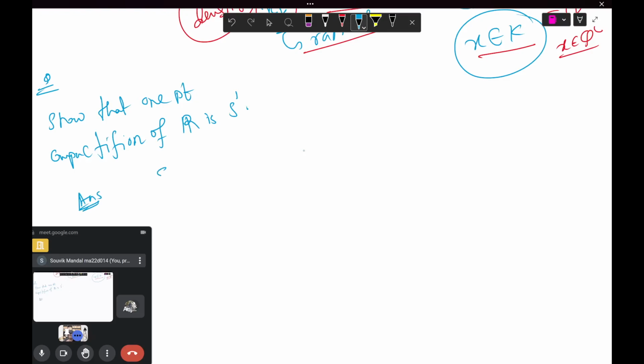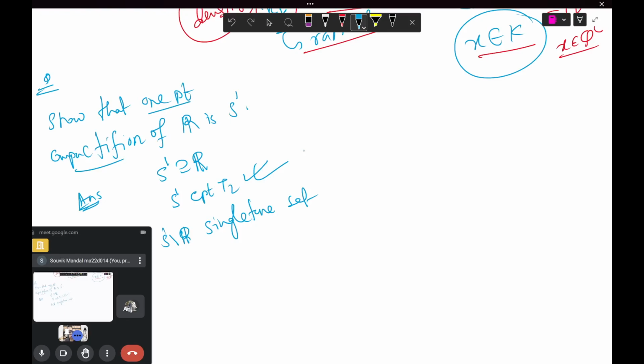We need to somehow show that S1 contains R, and also that S1 is compact Hausdorff. This is obvious, right? And also S1 minus R is a single point set, right? This is what we need to show, correct? By the definition of the one-point compactification.